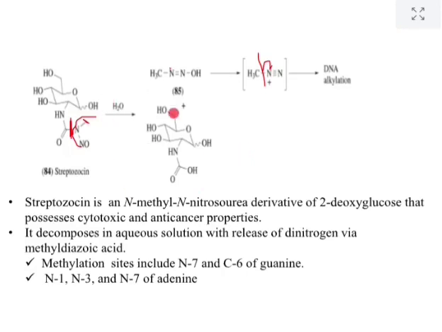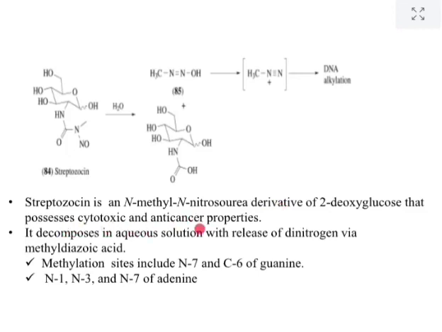So that's streptozotocin, which we said is a naturally occurring antibiotic, but at the same time it is a nitrosourea, from its structure. Its mode of action is first generating the carbocation, and it is that carbocation that does the alkylation. It is an N-methyl N-nitroso derivative of 2-deoxy glucose. We call it 2-deoxy because position 2 would normally have a hydroxyl group, but that position is substituted with another group, and it possesses cytotoxic and anti-cancer properties.